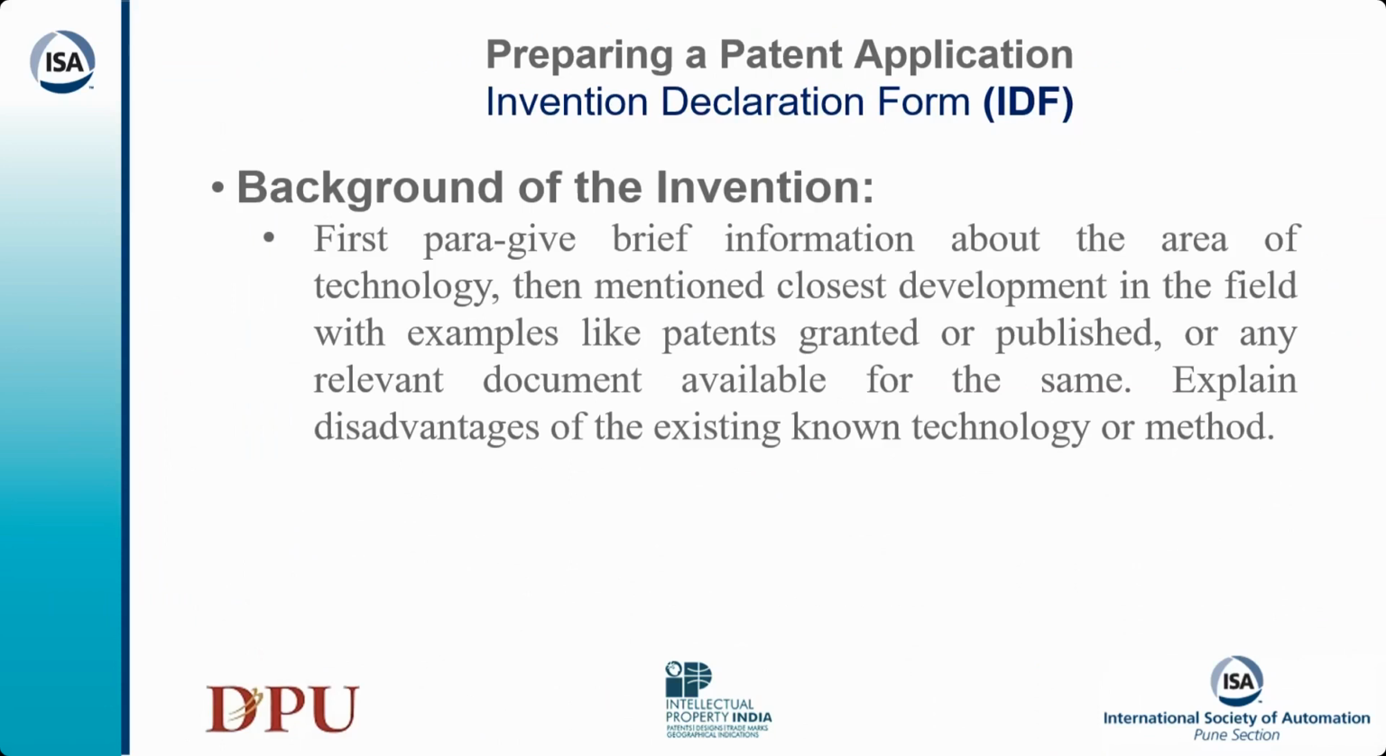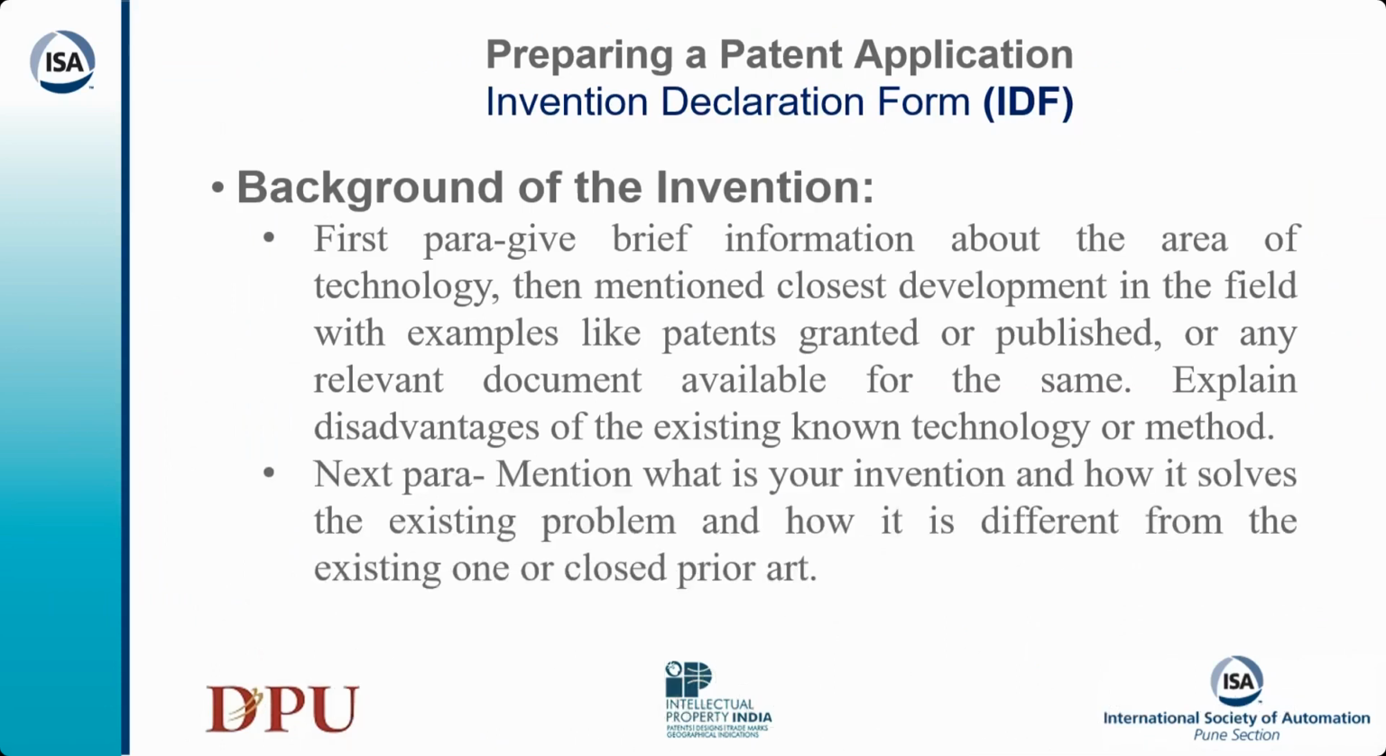Explain disadvantages of existing known technology or method. This is a very important step one has to take. Even if you find that some similar invention is there, then what we can do is show how your invention is different from this. Or if you find some disadvantage of the previous invention, which looks similar to yours, that needs to be highlighted in the background of the invention. Generally, this background of invention is very leniently rated. But I suggest that we should carry out some study and then you go for this background of invention.